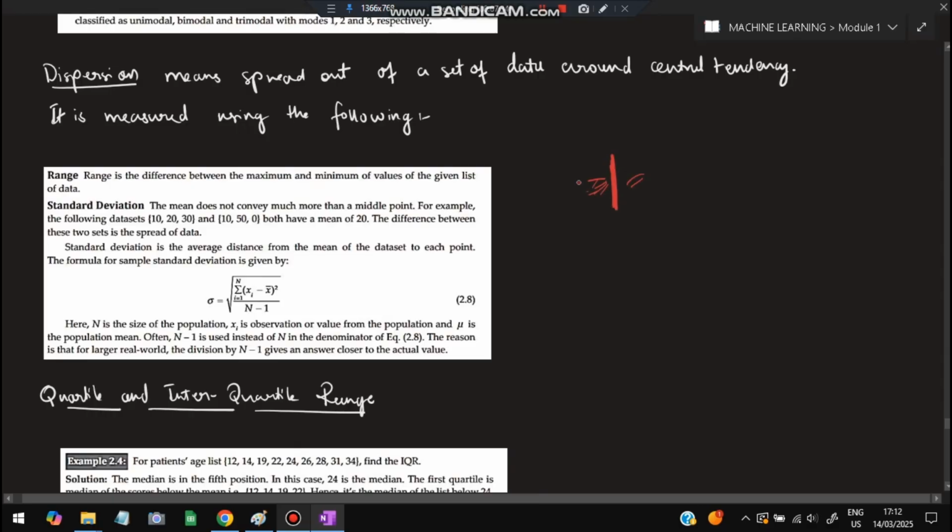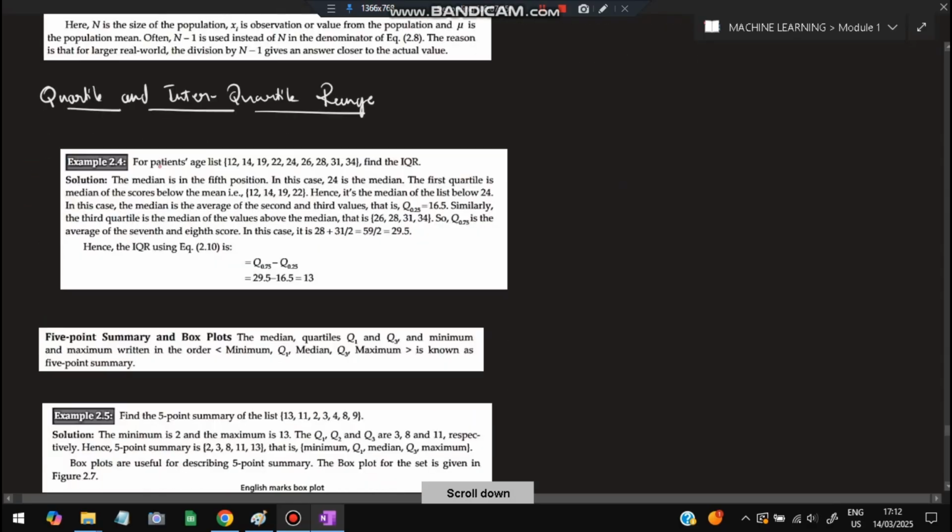Okay, it tells whether the data is inclined more to the center or more to the starting and ending parts. So for that, range is used and standard deviation is used. This formula will be used for the standard deviation. Another thing that can be used is the quartile and interquartile range. What does this mean?